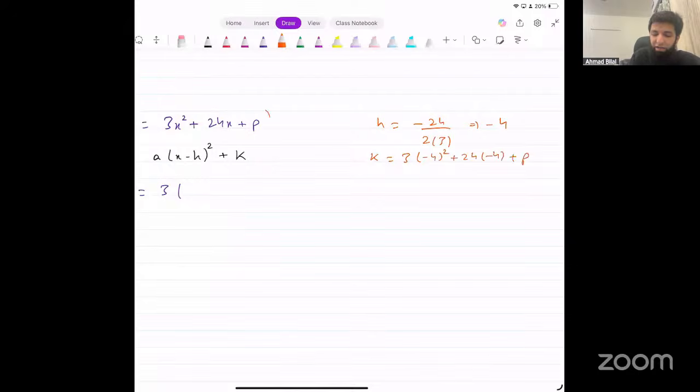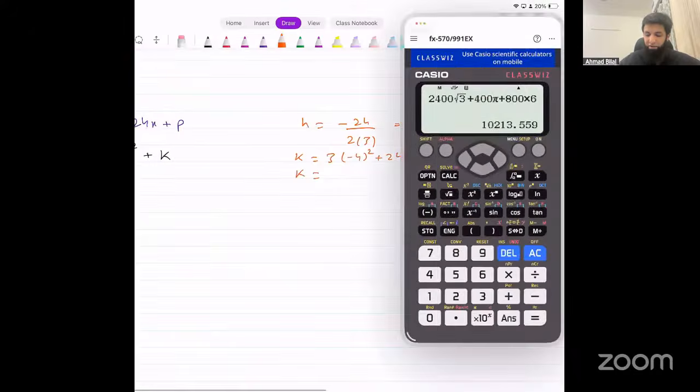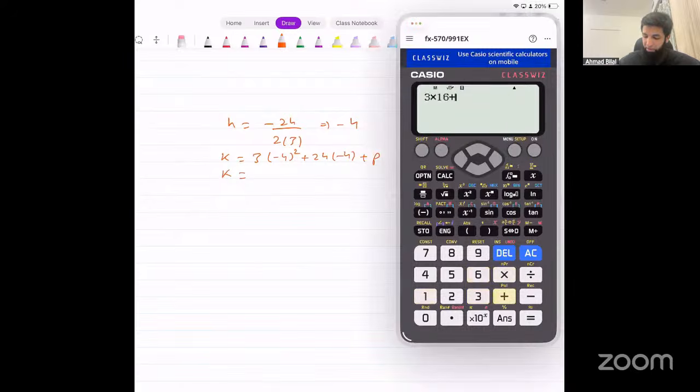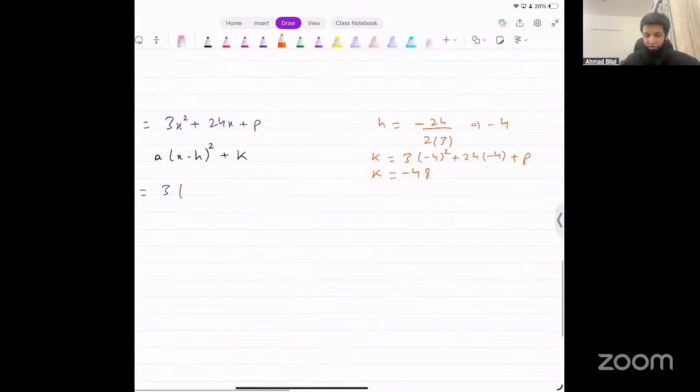If we did not have p unknown, we could do this directly on our calculator as well, right? But in this case, we can't because p is not known. We can simplify this, get a value of k from this. What's the value of k that we get? 3 into 16 plus 24 into negative 4, and that is negative 48. Now, this is the y coordinate.